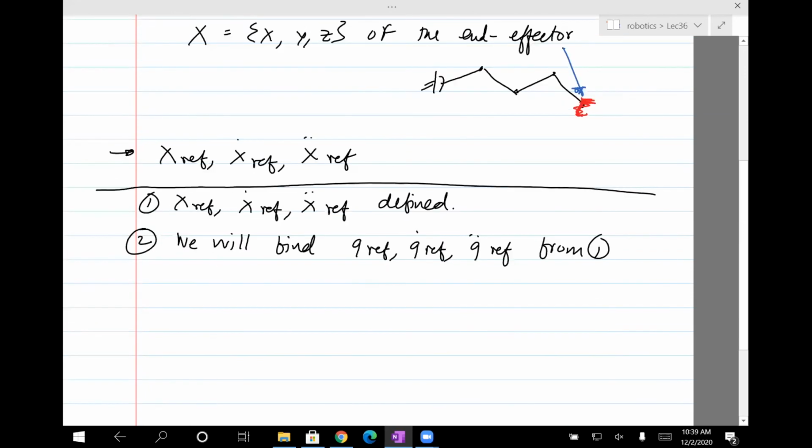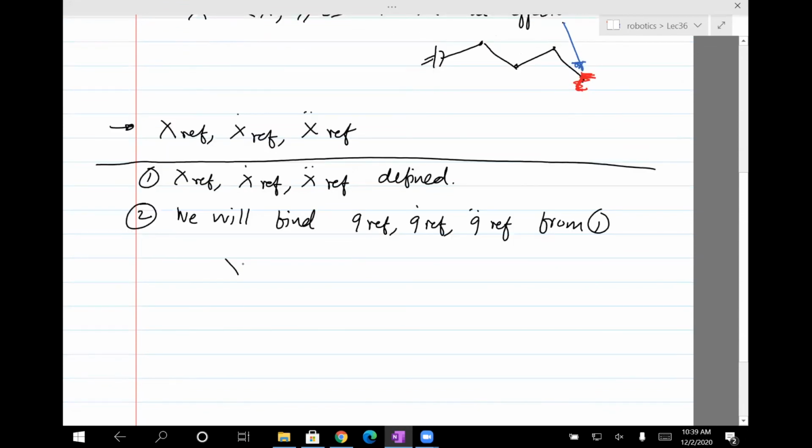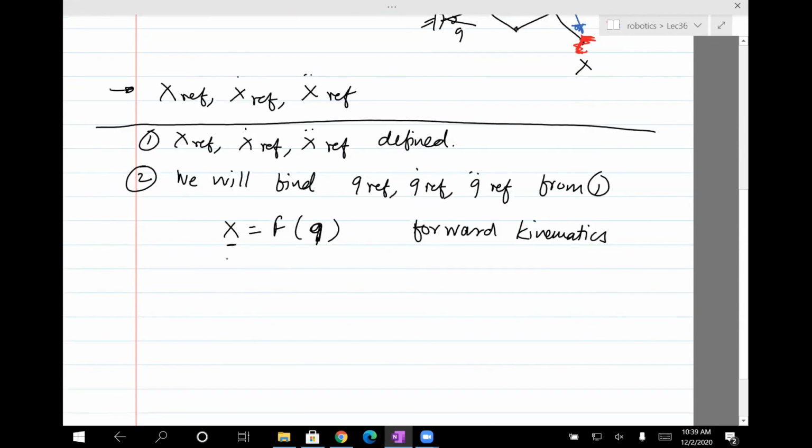Okay, so how do we get q's from x's? We've seen that x is f of q, right? This is the forward kinematics. So given the position of the joints, we can find where the end effector is going to be. So given q, we can find where x is. So then if you want to find x ref, we simply have to put q ref.